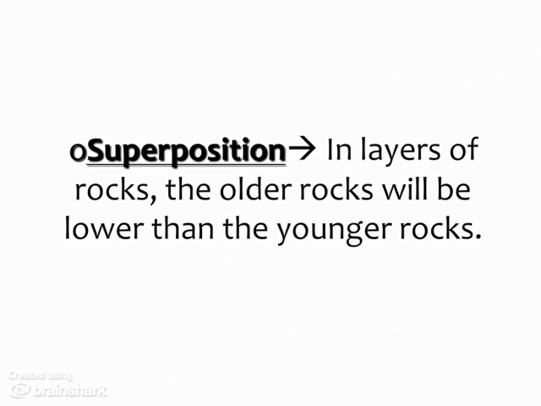Scientists also use something called superposition. Sounds like a superhero, but not quite. Superposition means that when you've got layers of rocks, one on top of the other, any rocks that are lower in those layers would be considered older. Therefore, if they find fossils in those rocks or in those layers, they would be older than anything above it.